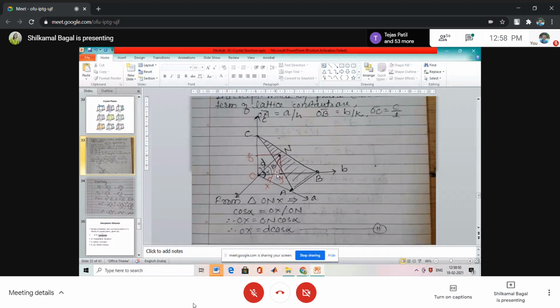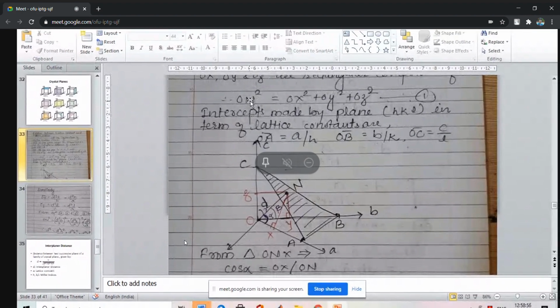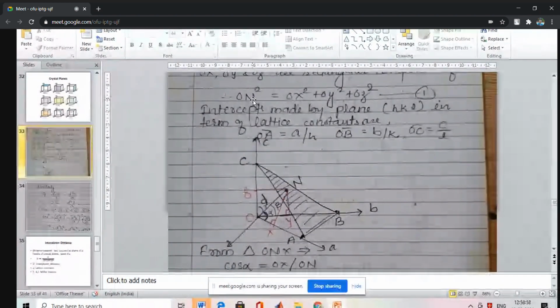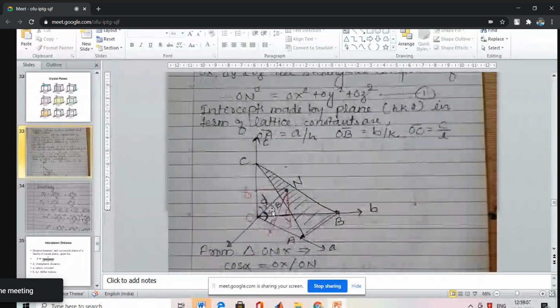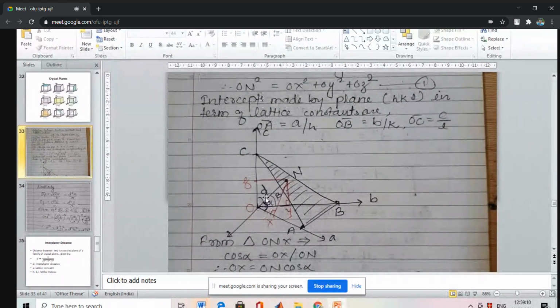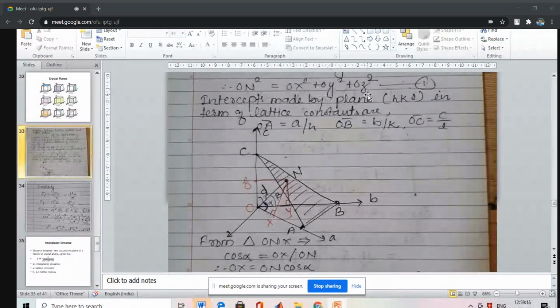Okay. So, by geometry of the diagram, we can write that ON square, the length ON, is given by ON square is equal to OX square plus OY square plus OZ square. This is equation number 1. ON square, and ON is nothing but D. So ON square is equal to OX square plus OY square plus OZ square, where ON is the interplanar spacing in the family of planes HKL, and OX, OY and OZ are the rectangular components of ON along the axes A, B and C respectively.